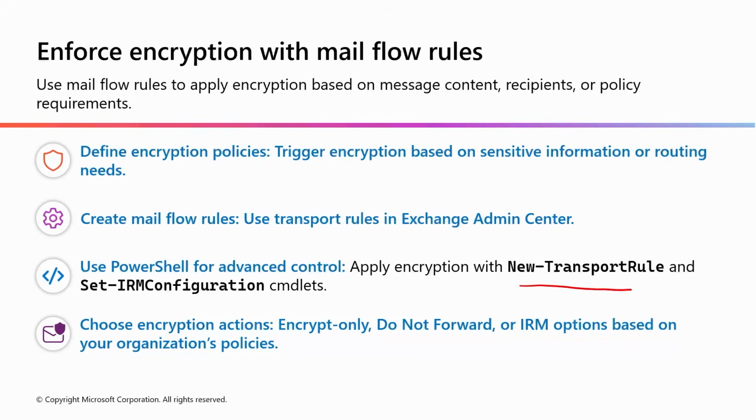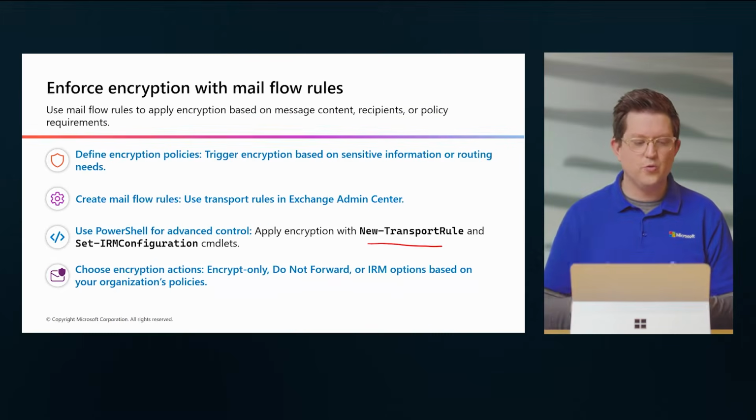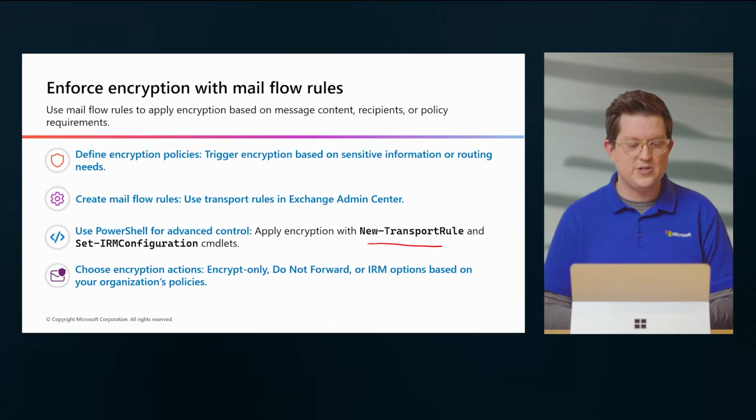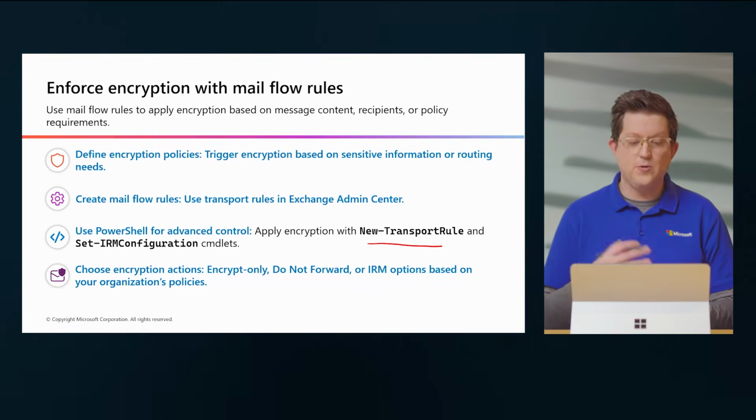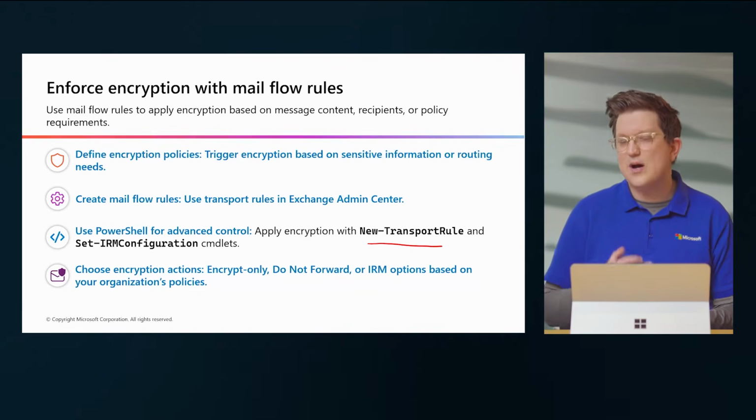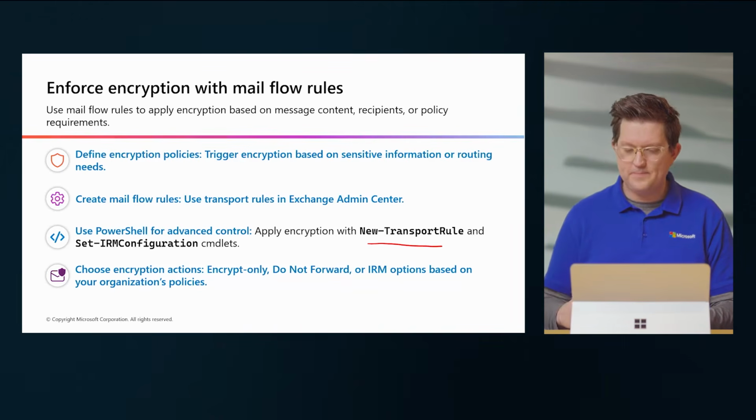For example, encryption is done via the New-TransportRule. That's a PowerShell commandlet to do exactly that. Create new transport rules where we can set the IRM configuration. Within that encryption option, there are different choices: encrypt only, do not forward, various IRM options. There are many different things that you can configure within this, but make sure that you are testing this accordingly.